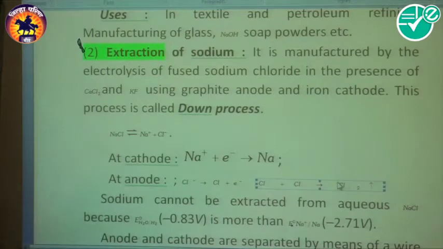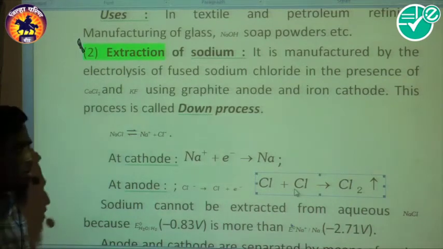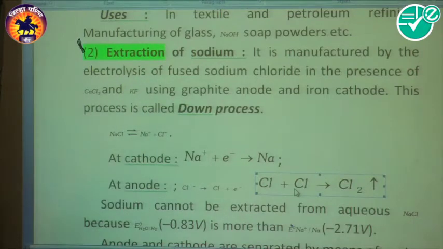Now you are seeing, chlorine combines to form Cl2. So now you have to remember, for the extraction of sodium, you are using the Downs process.